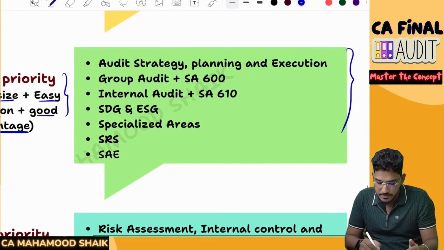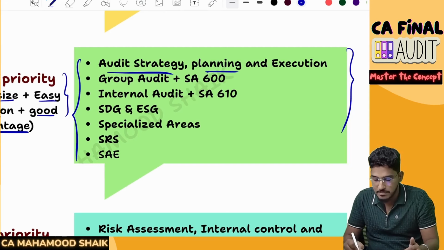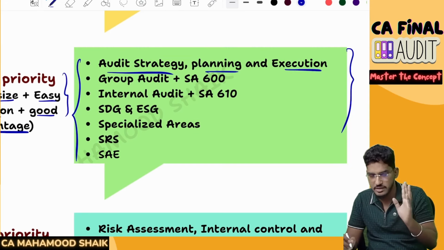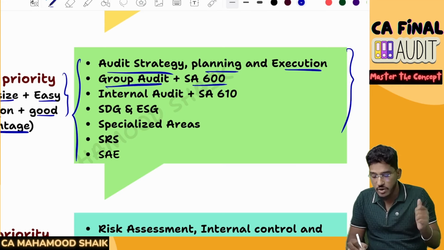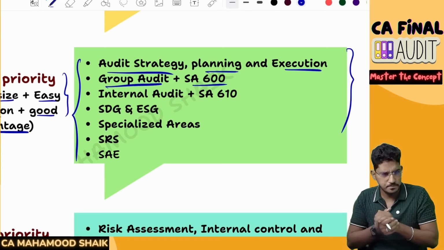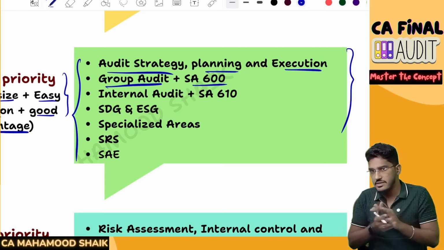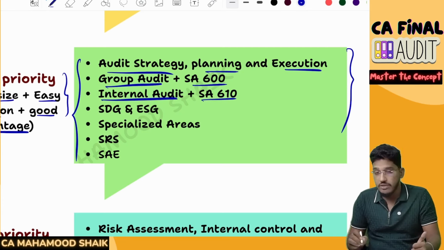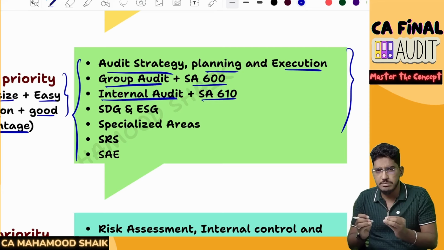Sir, what are those chapters? As you can see here, audit strategy, planning and execution. Hardly 7-8 pages of content. That's it. Then you have group audit. Along with that, cover SA 600 also, group audit, audit of consolidated financial statements. These days we are usually seeing a question from group audit. And if you add that with SA 600, yes, one compulsory question from here. Then internal audit along with SA 610. Once again, a very small chapter, a very small standard, compulsory question.